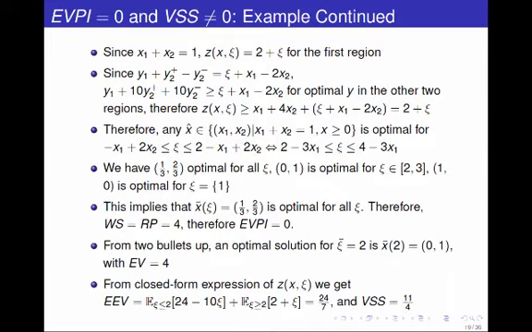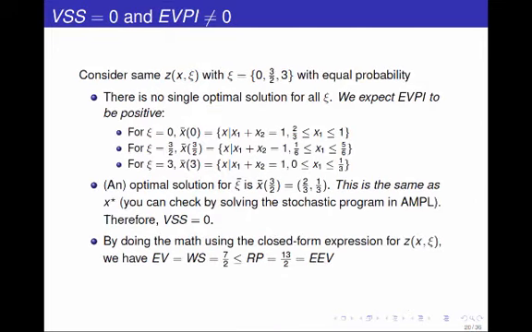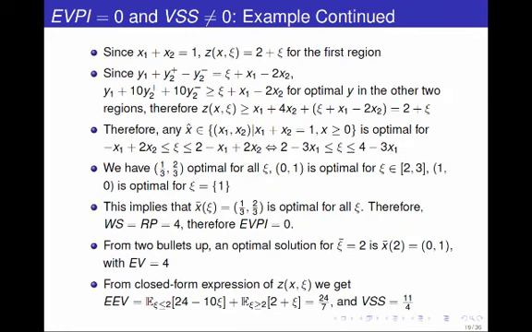So in this situation, the value of the oracle, which is EVPI, is 0, but the value of the stochastic solution is positive, because out of all the x's we could have picked, we picked one that did not turn out to be optimal for every psi. It was just optimal for the average psi. So this example shows a situation where EVPI is 0 and VSS is positive.